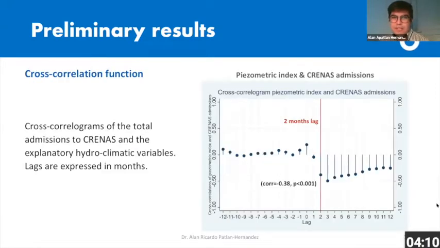So for this, we use a cross-correlation function that allows us to assess the plausible temporal correlation I talked about. In the preliminary analysis with the available data, we observed that significant increases in the number of admissions due to malnutrition are correlated with decreases in the piezometric index, and these increases in admissions due to malnutrition come 2 months after the piezometric index decreases in the district of BUET, as we can see in the graphic on the right.